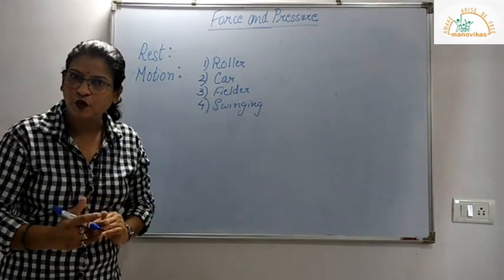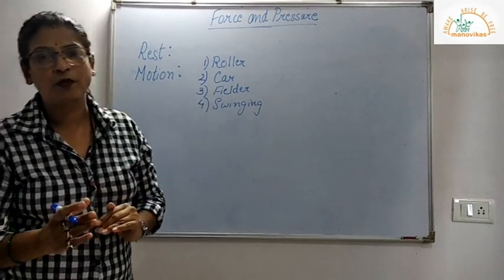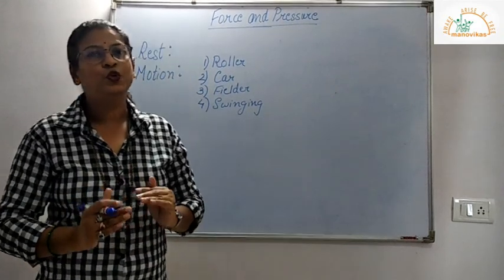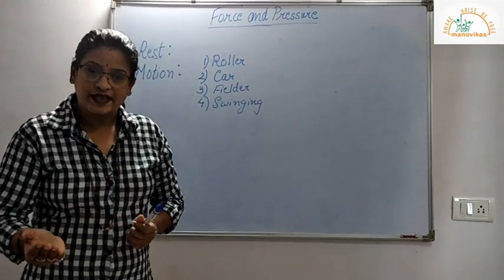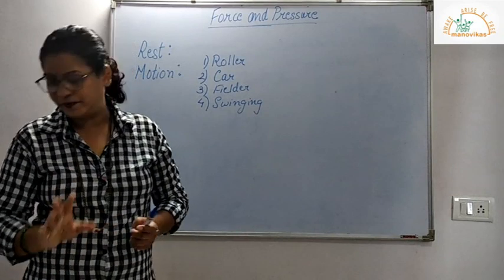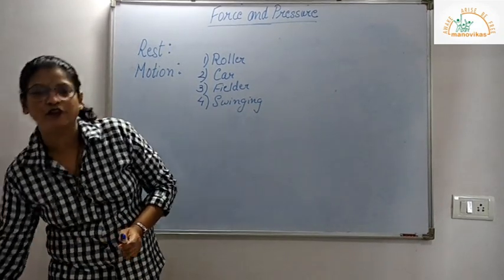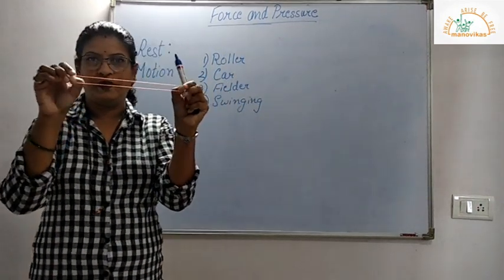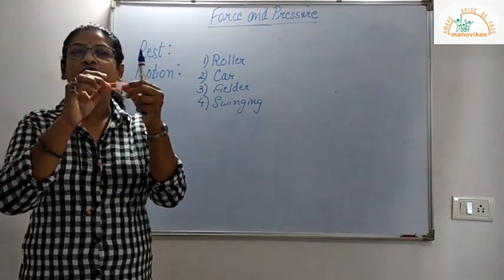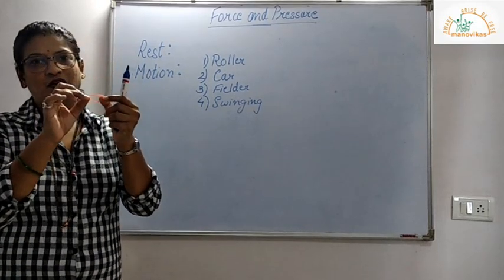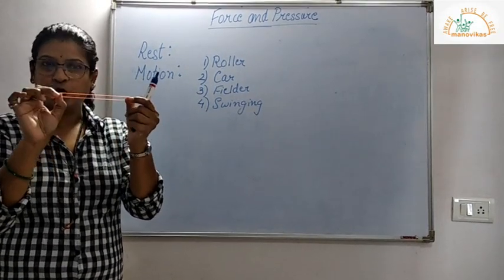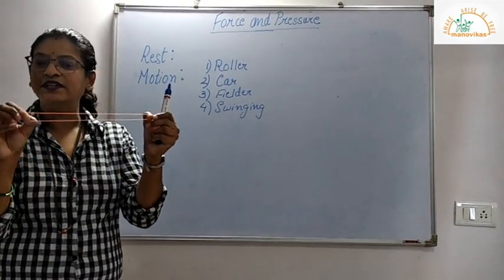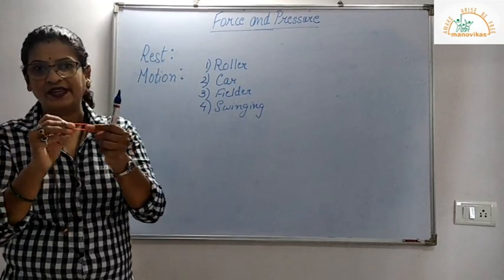Now, if this force is applied in the form of a stretch or a squeeze, it tries to change the size and the shape of the body. Now we take an example of a rubber band. Here I am stretching a rubber band. This increases the length of the rubber band. So here a force is applied in the form of a stretch. So there is a change in the size.